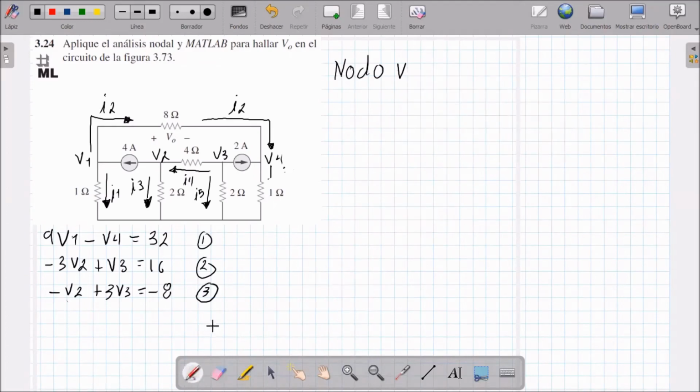I'm going to delete this, and we are going to enter with the node. We are going to go to node 4. In node 4, the currents that enter here are the current source, 2 amperes, plus the current I2, and the one that comes out is this one that I did not name, the I6.